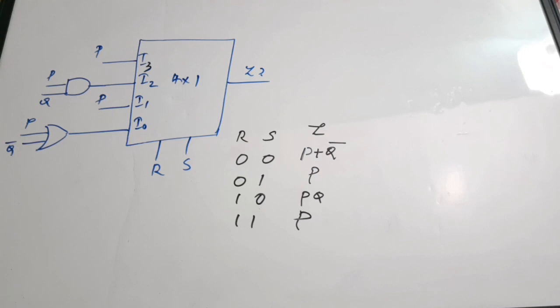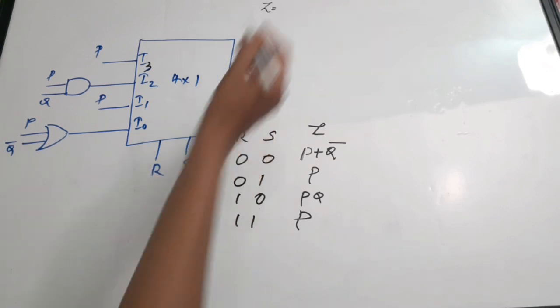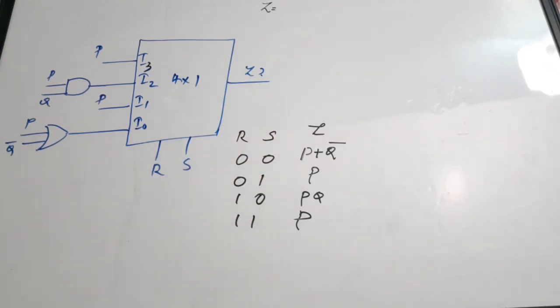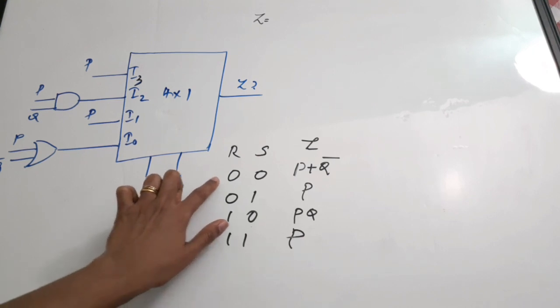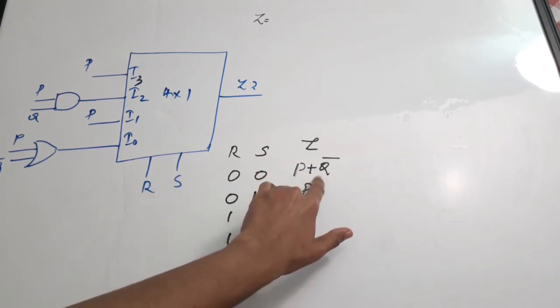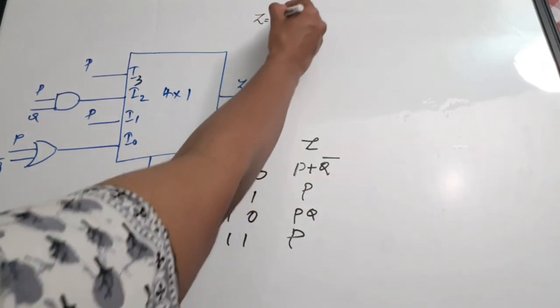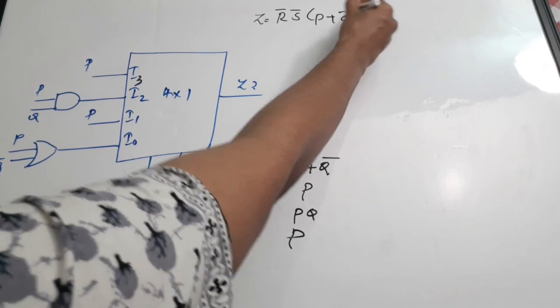Now from this truth table, next step is to write the expression. Okay. Then the third step is simplification by either using K-map, or you can simplify by using some other simplification methods. Okay. Next step is to write the expression for this. So what is the first expression? R bar S bar into P plus Q bar. Okay, I'll write it here. R bar S bar into P plus Q bar.